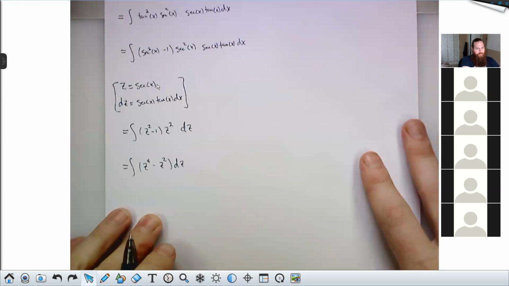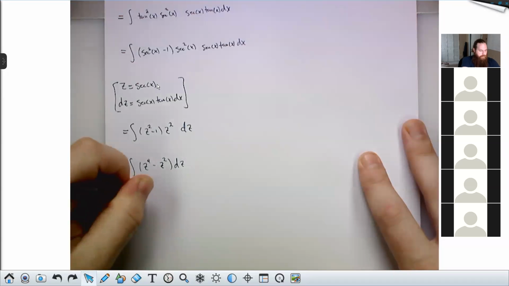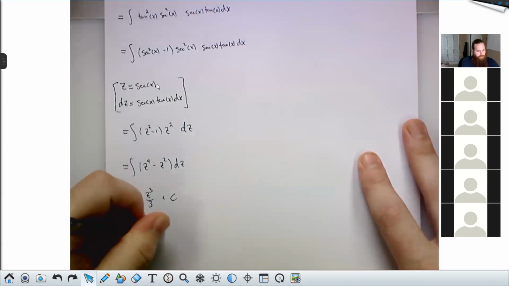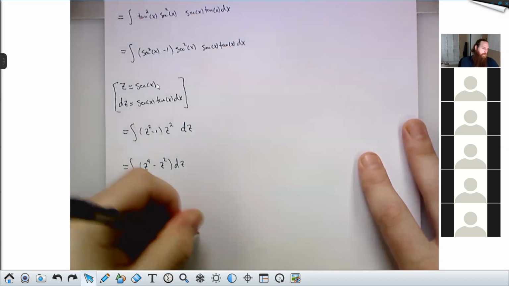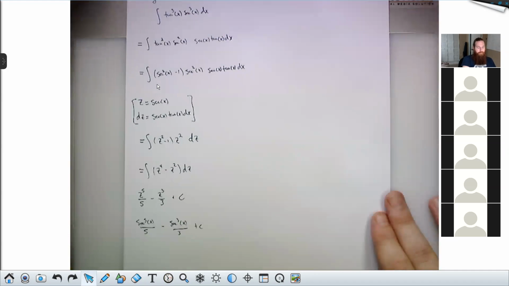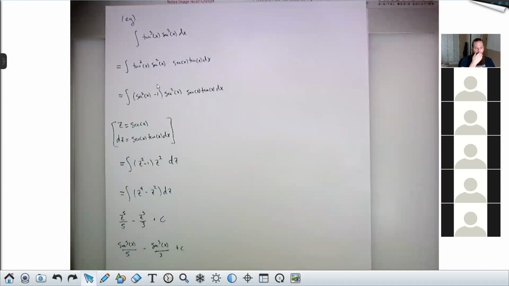So distributing, I get z to the 4 minus z squared, which means I'll have z to the 5th over 5 minus z cubed over 3 plus a constant. And that is secant to the 5 over 5 minus secant cubed over 3 plus a constant. Not bad at all. And just like I did for the other, I'll come in here and annotate.